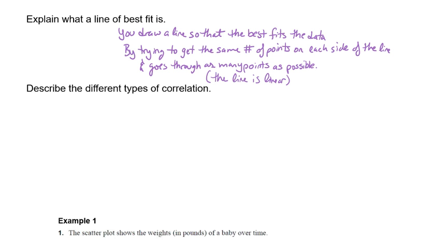Now there are three different types of correlation. Correlation is how the x's and the y's relate to each other. For example, the number of hours you spend studying and the grade on your math test, or the number of days you spend training for a marathon and your marathon time.